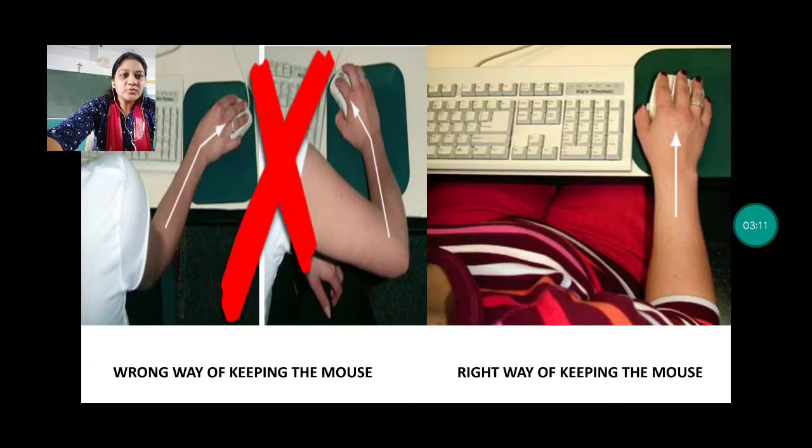Now can you see the 2 images on your screen? Yeah. Now the first image shows the wrong way of keeping the mouse. In this image you can see that this is the wrong way of keeping the mouse when you are using it. Whenever you are using a mouse while using the computer, you will not keep it this way, right? Whereas in the right-hand side image, okay, you can see the right way of keeping the mouse.